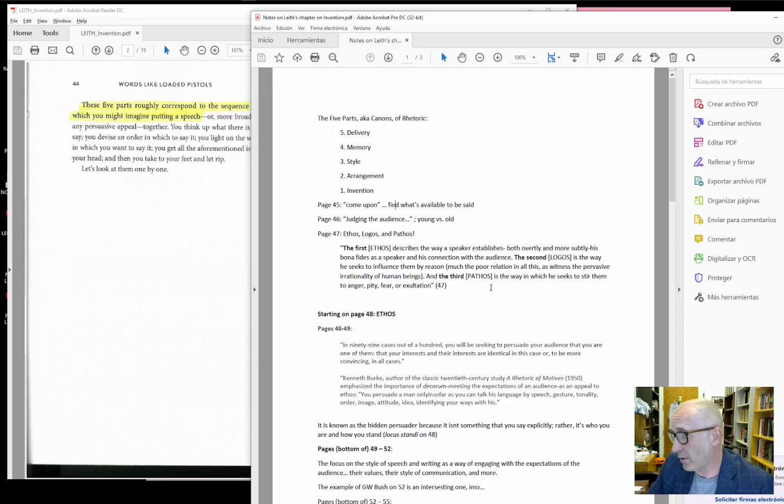Okay, so what is ethos? Leith goes through these three. First ethos, then logos, then pathos. Let's start with ethos. Ethos describes the way a speaker establishes, both overtly and more subtly, his bona fides as a speaker and his connection with the audience. The second, logos, is the way he seeks to influence them by reason, much the poor relation in all this, as witnessed the pervasive irrational. Okay, whatever. Yeah, his cynicism is not interesting to me. And the third, pathos, is the way in which he seeks to stir them to anger, pity, fear, or exultation.